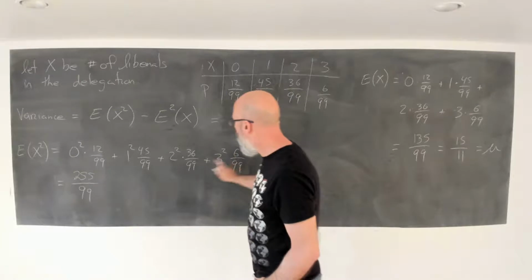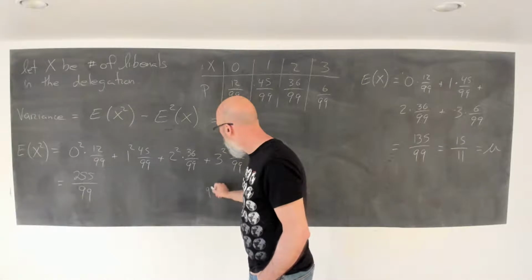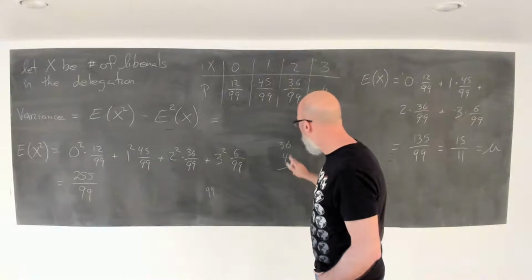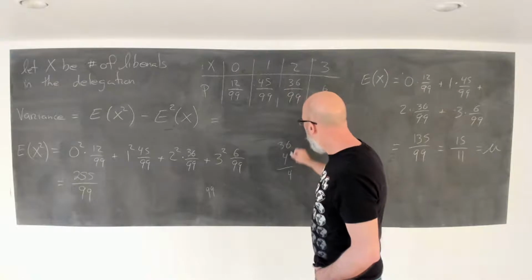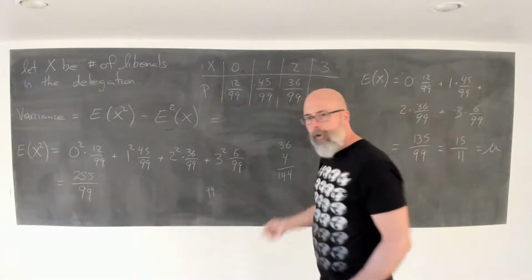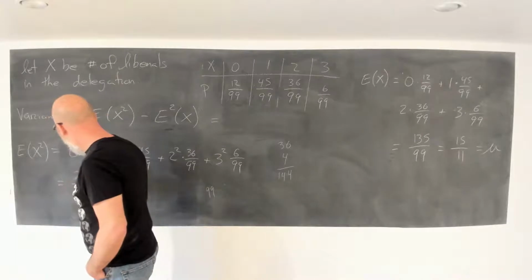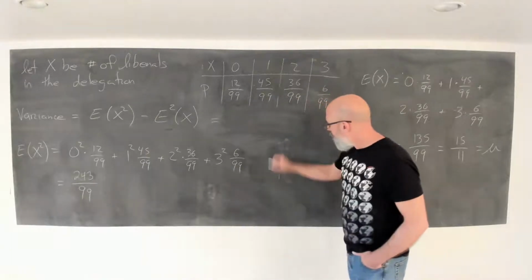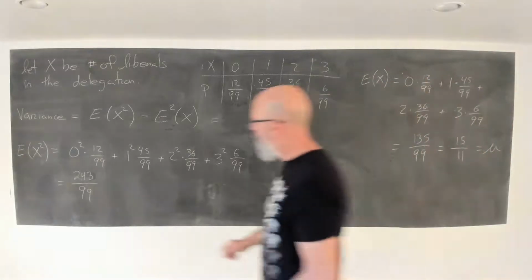9 times 6 is 54. 54 plus 45, that's 99. And this is 4 times 36. Oh yeah, I see the mistake already. This is 12, 144, there it is. So 243, 243, thank you. 243 over 11.